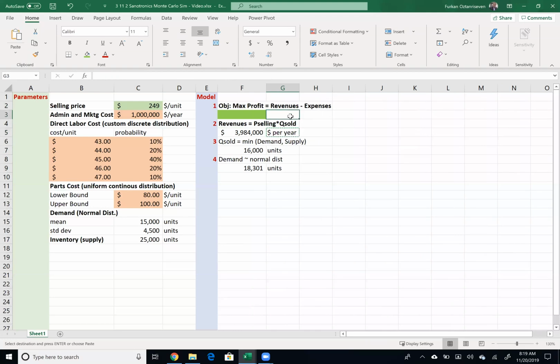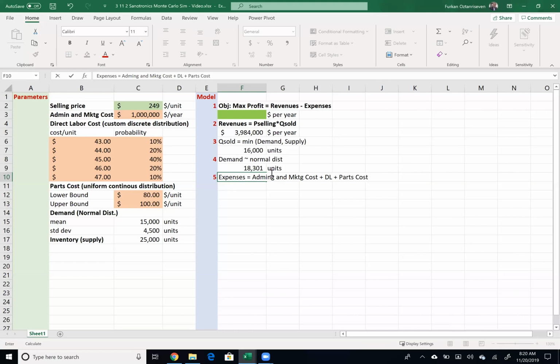This is going to be per year as well. All right, so now I'm done with revenues, so I need to calculate expenses so I can calculate the profit. How many expenses do I have? Three different types of expenses: fixed cost, admin cost, which is fixed cost plus direct labor cost plus parts costs. Do I know admin costs? Yes, it's given to me per year. That's good. However, I don't know direct labor because it is a random number. So I'm stuck here. I need to go and calculate direct labor costs.